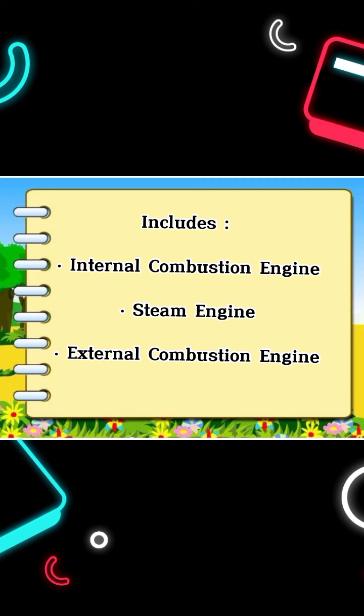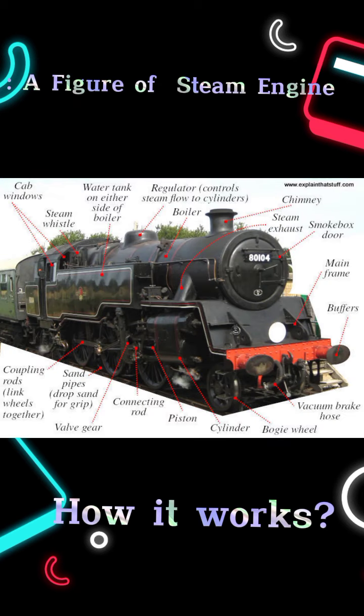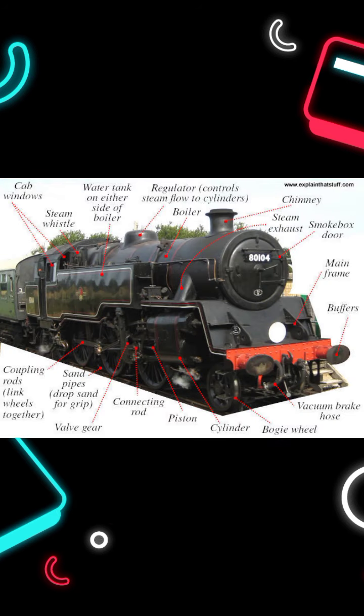It includes the internal combustion engine, steam engine, and external combustion engine. So let's take a look first at the steam engine. The figure on the screen is an example of a steam engine. To understand how it works, let's watch this.